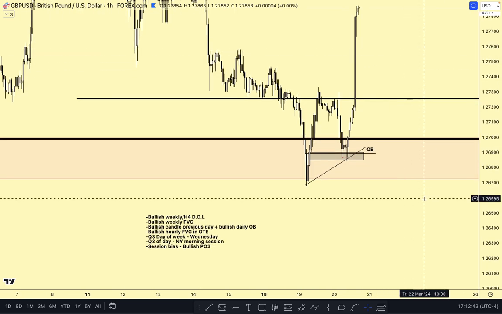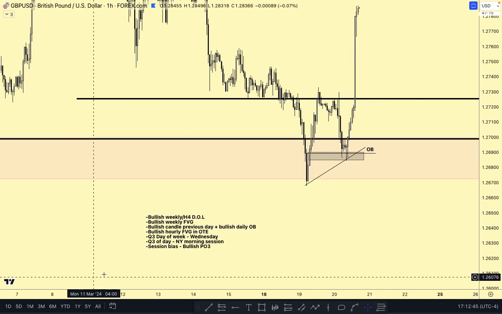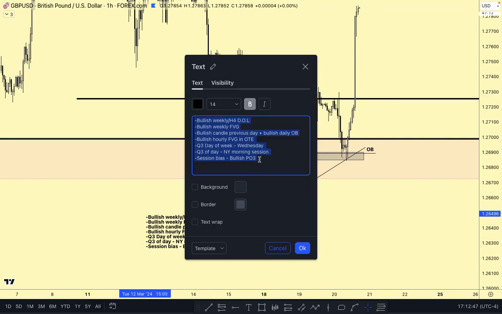And then to give even more confluence, had a red folder news event. It was the CPI today, and it was lower than expected.